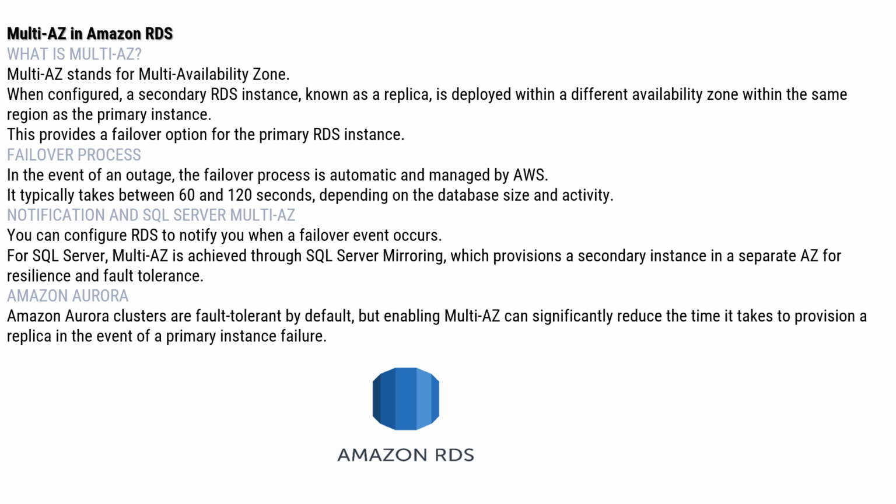multi-availability zone is achieved through SQL Server mirroring, which provisions a secondary instance in a separate AZ for resilience and fault tolerance. Amazon Aurora clusters are fault tolerant by default, but enabling Multi-AZ can significantly reduce the time it takes to provision a replica in the event of a primary instance failure. So that's a wrap on Multi-AZ in Amazon RDS. Stay tuned for the next segment on RDS read replicas.